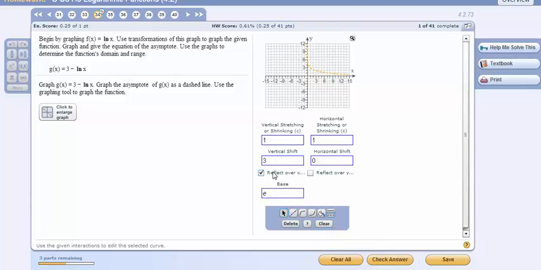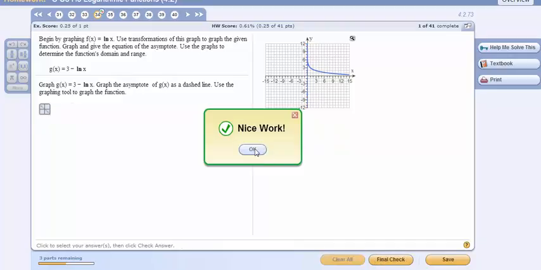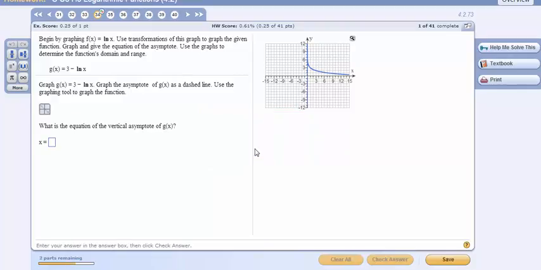So I think we have everything here. Now we want that to be a solid graph, and now we want to graph our vertical asymptote as a dashed line. Let's check it now. Be careful when you're doing this same problem, because when I hit that reflection, it negated my vertical shift. So here's my correct graph.